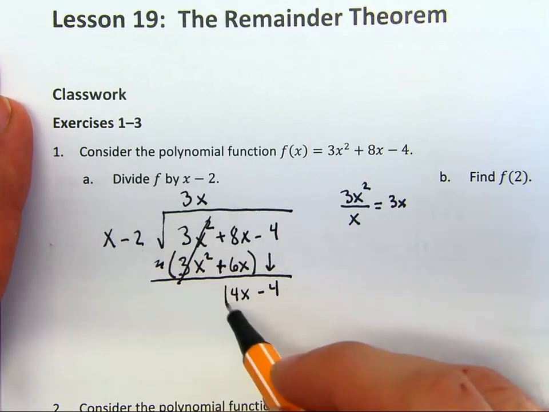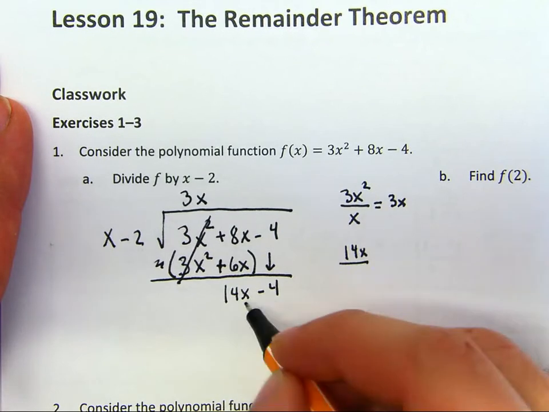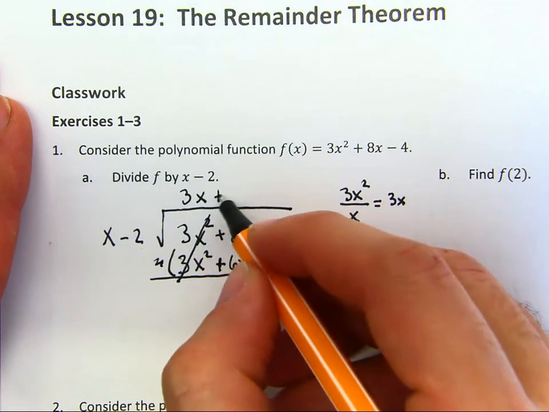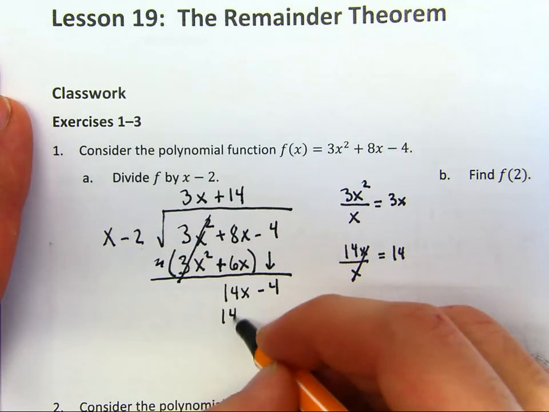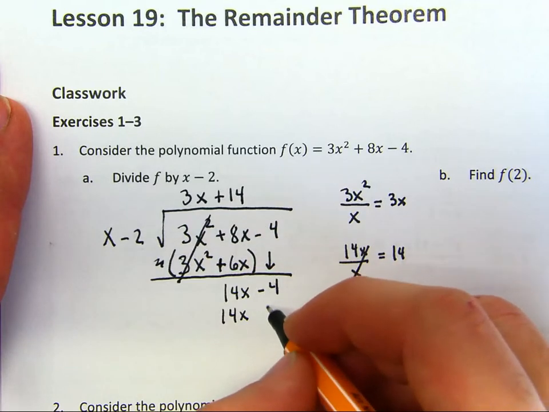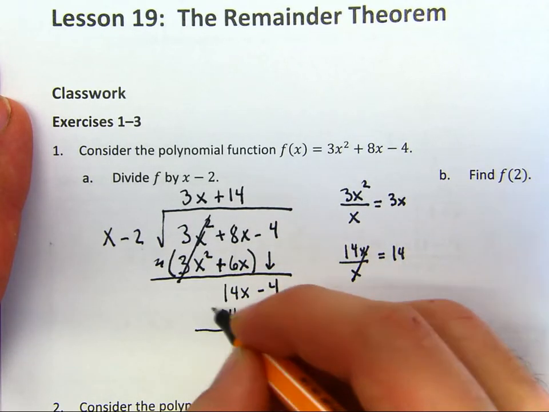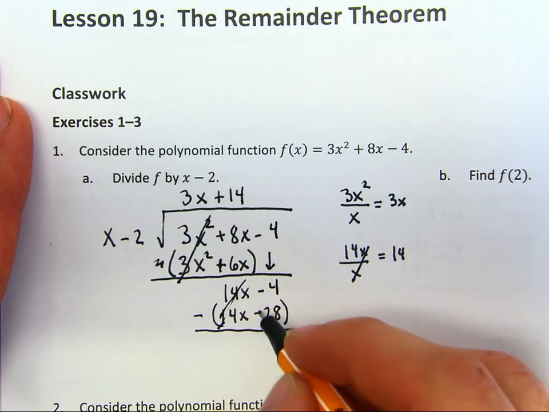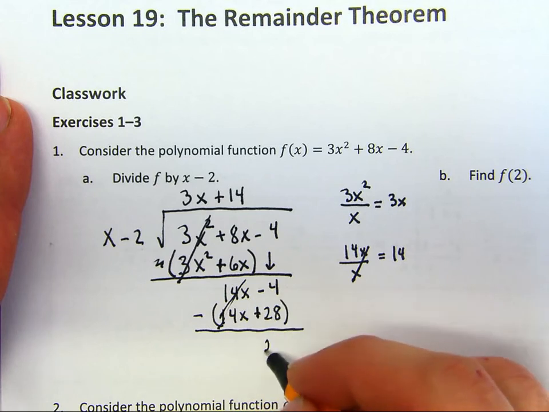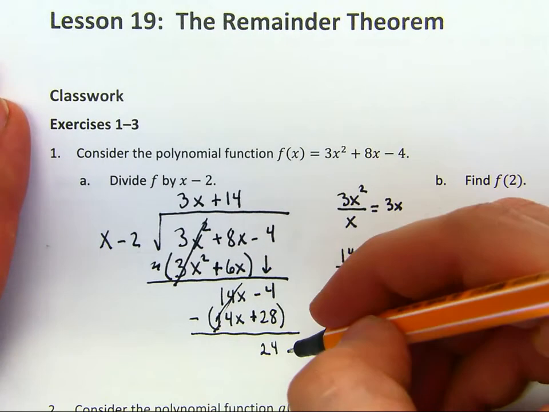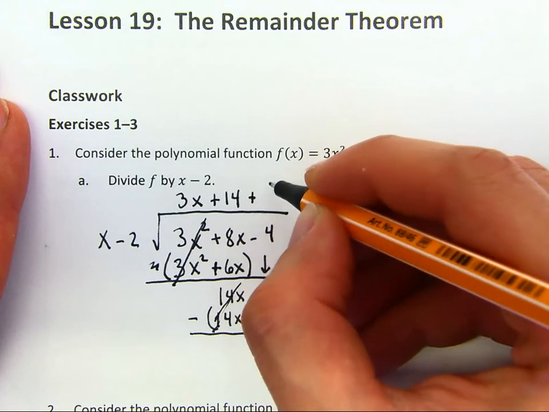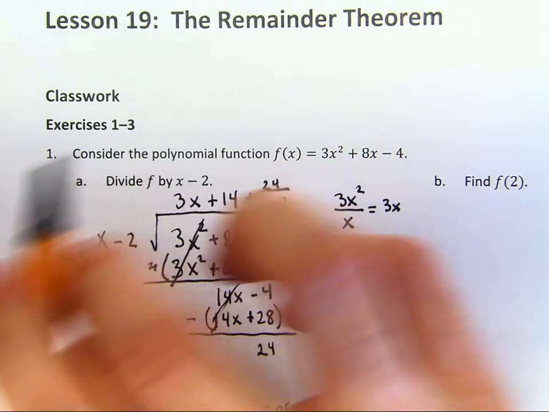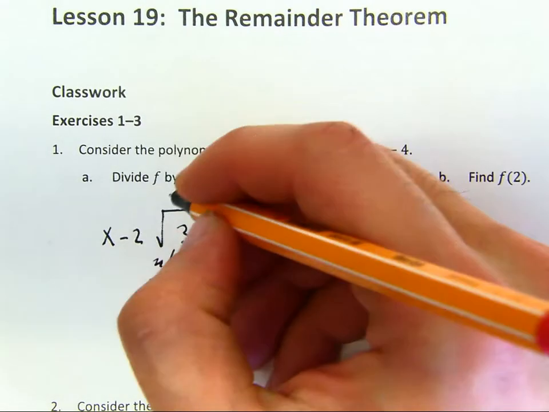Now we ask, how many times does x go into 14x? So 14x divided by x is equal to 14, because these x's cancel. So I put plus 14 over here. 14 times x is 14x. 14 times minus 2 is minus 28. Then I subtract, and this cancels. Minus times minus is plus, and negative 4 plus 28 is 24. Because I have a remainder of 24, I have to say plus 24 over x minus 2. So this represents our solution.